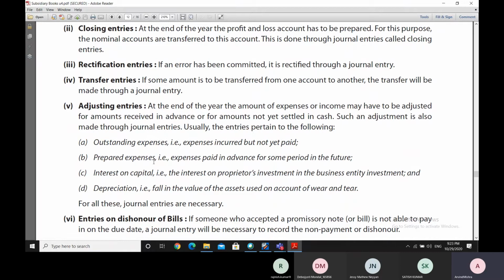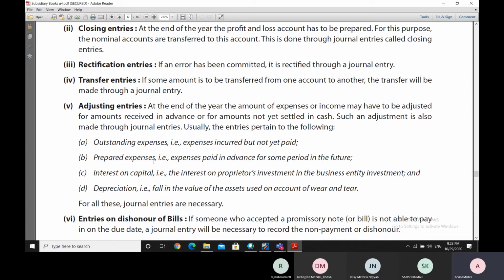Sorry, on account of wear and tear. Because the assets, due to use, become less efficient and their value therefore depreciates, and therefore by way of depreciation also some adjustment entries are made.